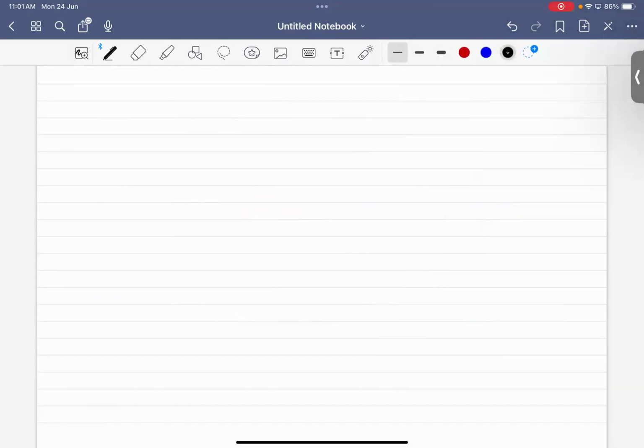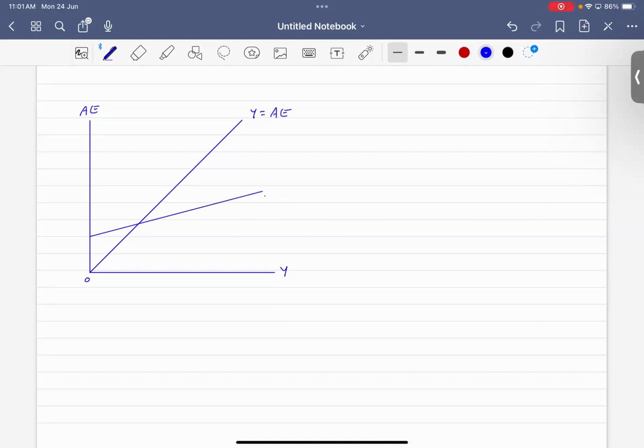Just now we said we draw a graph first. So we have the origin, AE, and output. We have a 45 degree line, y equals AE, and this is our aggregate expenditure function. AE, let's say, equals 200 plus 0.6y, for example. Let me write smaller here. At point A, at this output.